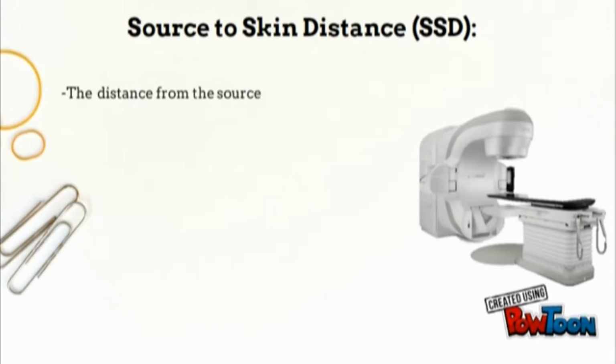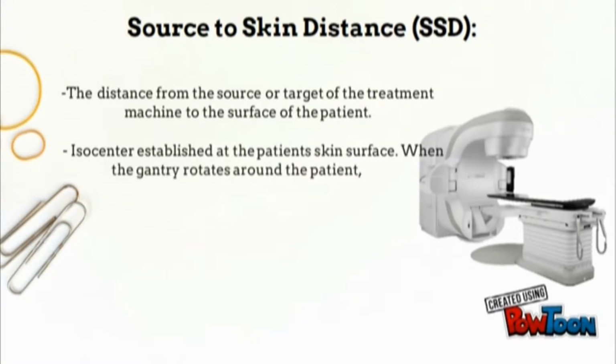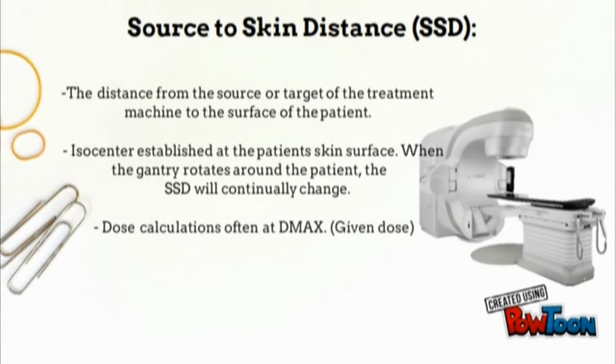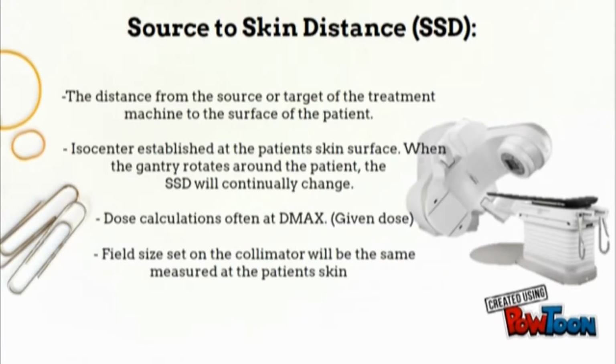Source to skin distance, SSD, is the distance from the source or target of the treatment machine to the surface of the patient. Isocenter is established at the patient's skin surface. When the gantry rotates around the patient, the SSD will continually change. Dose calculation is often at Dmax. The field size set on the collimator will be the same as measured at the patient's skin.